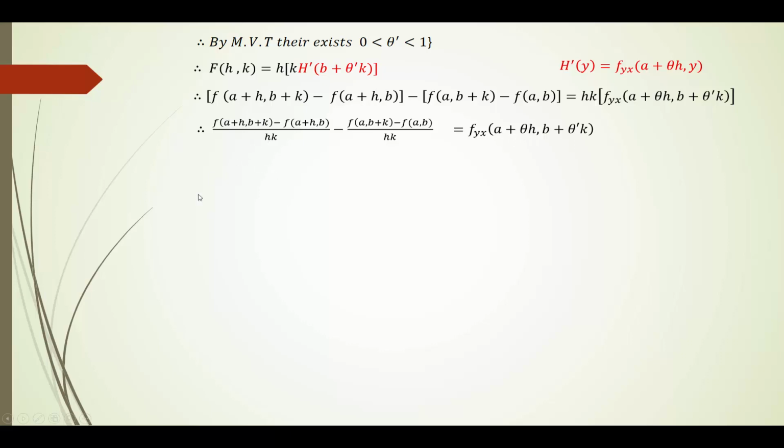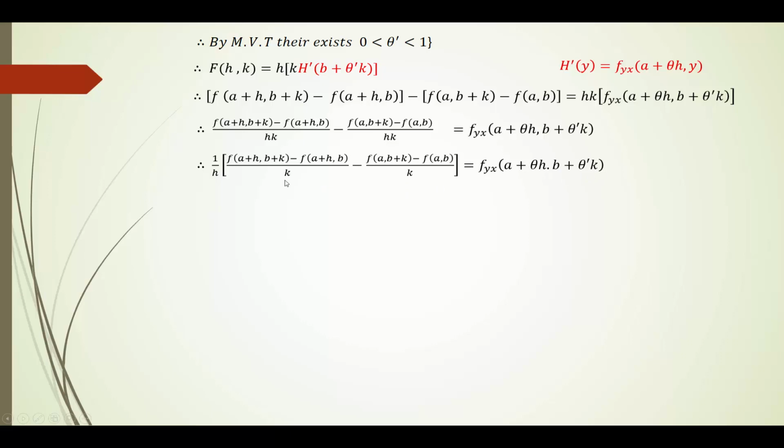Now write down 1 upon h outside the bracket. So 1 upon h, and inside the bracket: f of a plus h, b plus k, minus f of a plus h, b, upon k, minus the second term, f of a, b plus k, minus f of a, b, upon k, and the right hand side is equal, as it is, to f of x a plus theta h, b plus theta dash k.